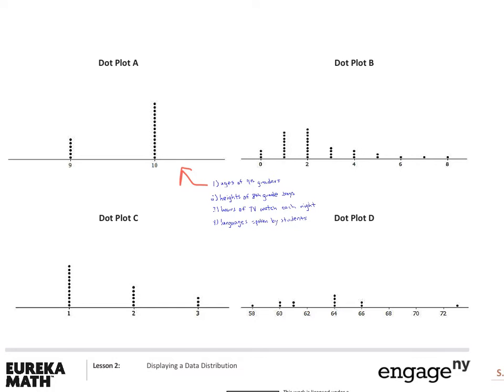Heights of 8th grade boys, though, obviously, what is a height of 0 or 1? That wouldn't make sense. But 58, 60 inches is 5 feet tall. And if these are 8th grade boys, maybe we've got some 5 feet tall guys. I think the height of 8th grade boys is going to go to dot plot D.